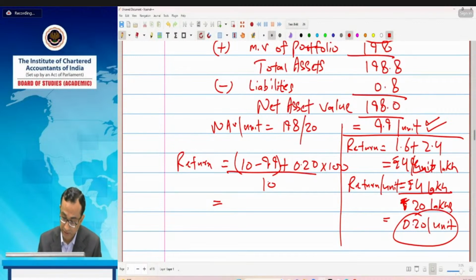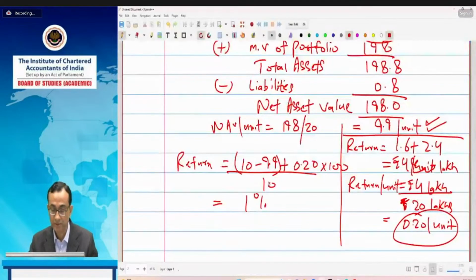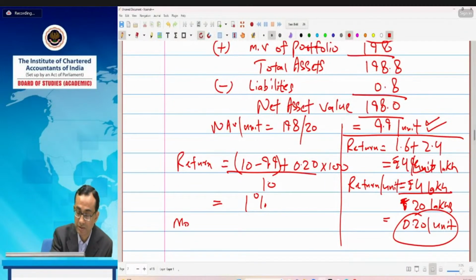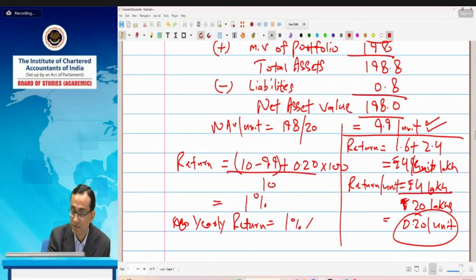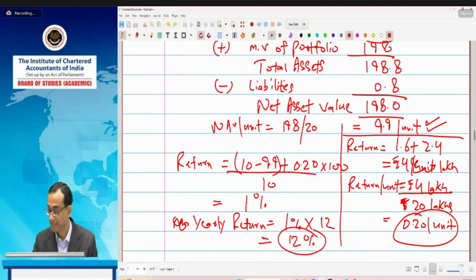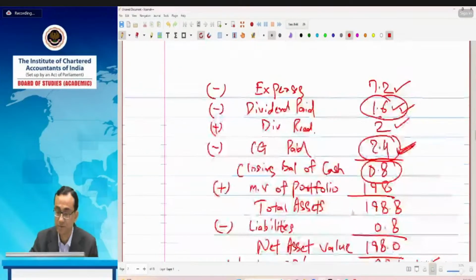And let us calculate this: minus 9.9, 0.2. So this is actually coming to 1%. So basically, what is asked in the question? Annual rate of earning, and this is the monthly rate of earning, for 1 month. So the yearly return will be this monthly return multiplied by 12, which will be 12%. So this will be the annual return, 12%.